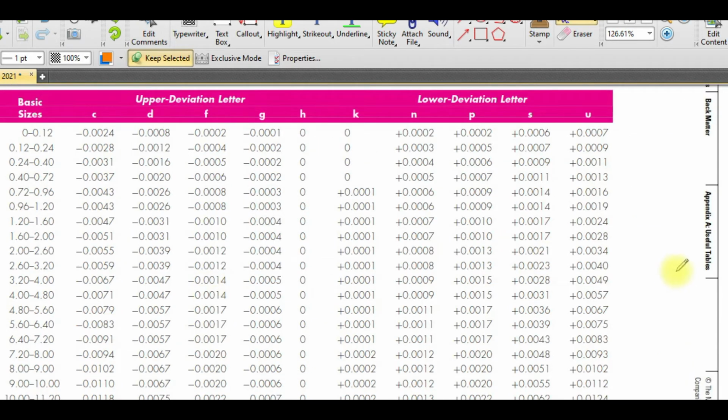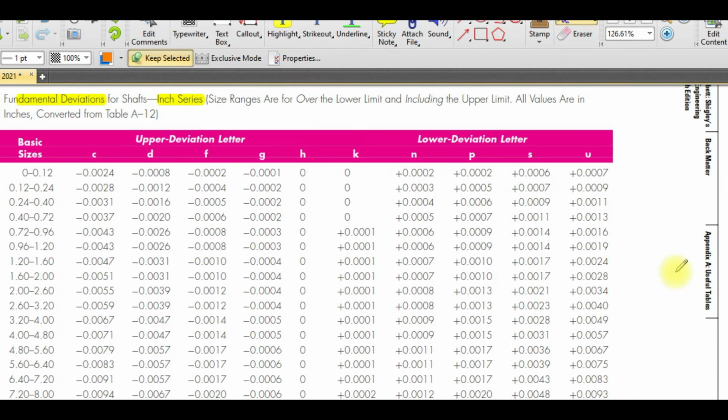And if you look at the top of the table, you will see that it states it is the fundamental deviation for shafts, and it is in the inch series, right? So we will use this table. This table is simply a conversion from table A12. Table A12 was in millimeters, this one is in inches.